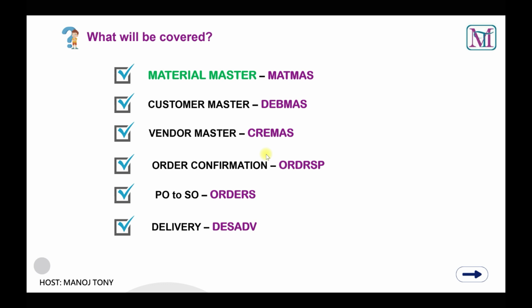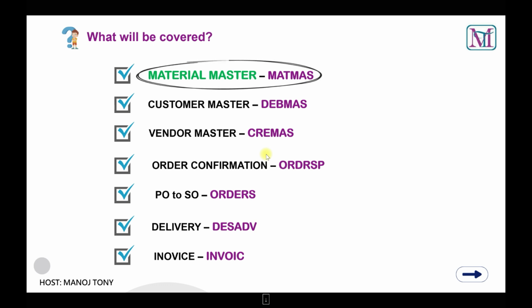Then we'll do delivery output configuration. We'll trigger output from the sender system. Then data will be sent to the receiving system. Then we'll go for the invoice. So this session will be dedicated to material master. We'll do end-to-end configuration. We'll transfer the data from one system to another system and we'll see the result.